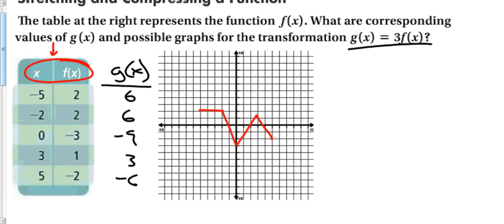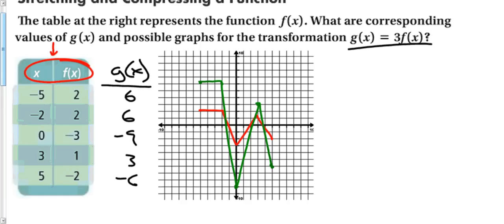So graphing -5, 6 would give me a point right there. Right there. It's 3, 6, 9 right there. And we can see that when I connect all these, I have pulled the red function away from the x-axis. Okay, I pulled the red function away from the x-axis.